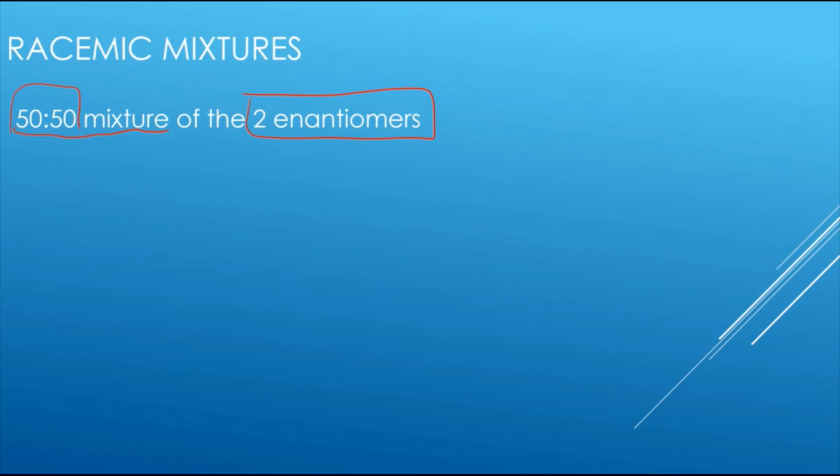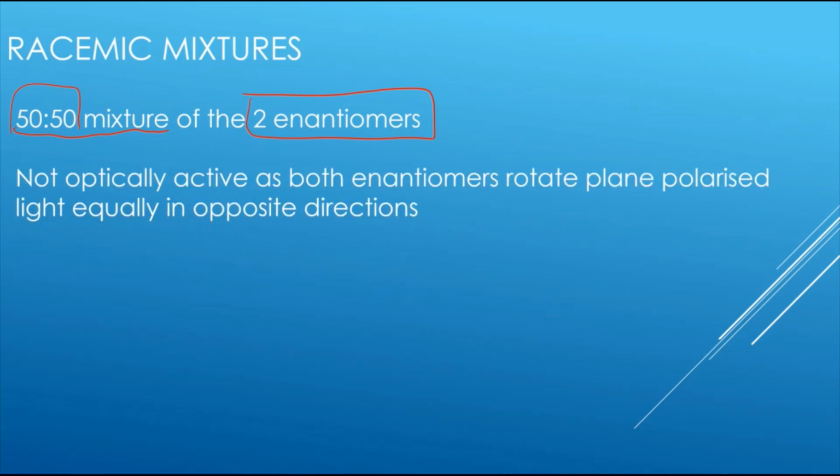So you need to be aware of racemic mixtures. A racemic mixture is basically just a 50-50 mixture of the two enantiomers, so they have equal amounts of the two different enantiomers. And they would not be optically active, so they would not rotate the light in a clockwise or anti-clockwise direction. This is because both of these enantiomers rotate plane polarized light equally, but they will rotate it in opposite directions.